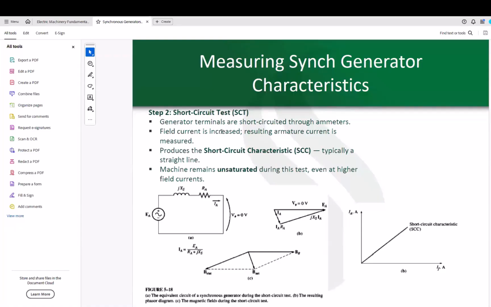Then step two would be to do a short circuit test. For the short circuit test, we need to close the generator terminals. We need to short it. And then we increase the field current such that we can measure the armature current. This is going to produce the short circuit characteristic. So we are going to measure IA, the armature current, versus IF, the excitation current. Typically, this is a straight line because the machine doesn't go into saturation in this case. And we can see that IA can be found by dividing EA over RA plus JXS.